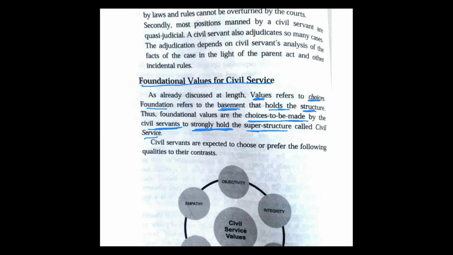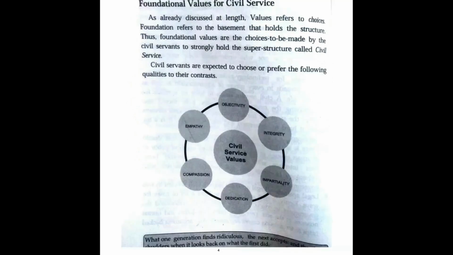So civil servants are expected to choose or prefer the following qualities. You have to have these qualities in order for the civil services to thrive. What are the values? Objectivity, we will read one by one now. See, all meanings are different. I'm telling you again and again. Every meaning is different. Empathy, compassion, they look the same but are not. Objectivity, integrity, impartiality, dedication, compassion, empathy, you should have all these values.